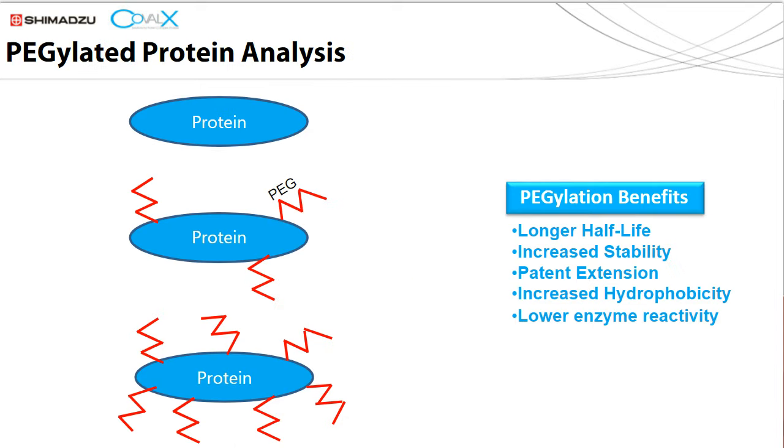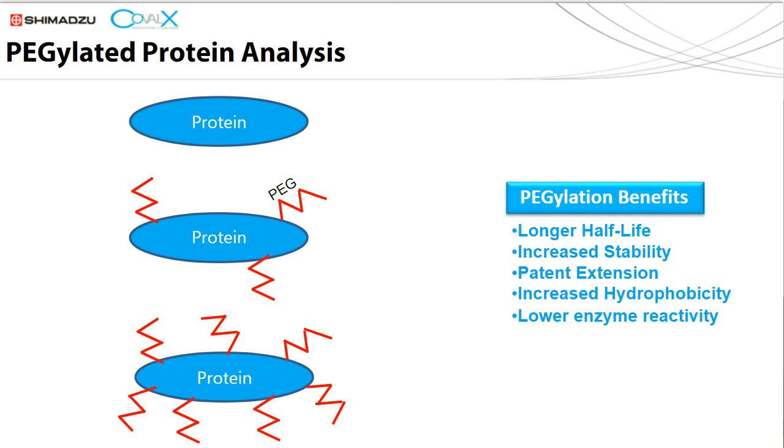Here we have an example of a modified or PEGylated protein. PEGylation is where we take polyethylene glycol, or our clients take polyethylene glycol, and conjugate it to the surface of a protein. This can have several benefits for the protein itself, increasing half-life, increasing stability, having some benefits with extending patent possibilities, hydrophobicity, reactivity. So there's several reasons a client may want to PEGylate a protein.